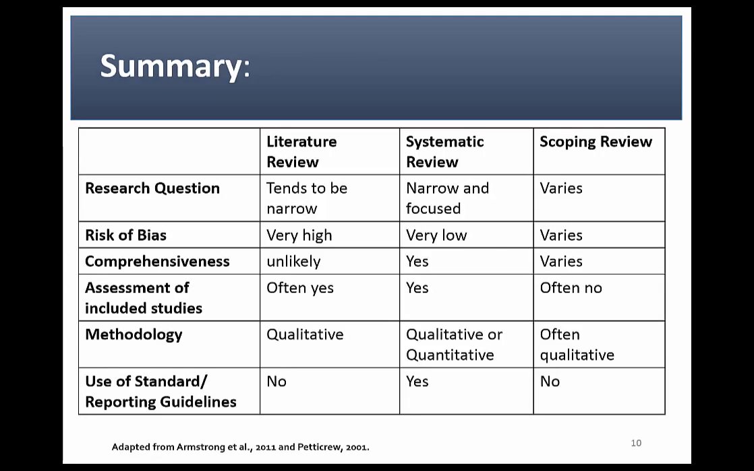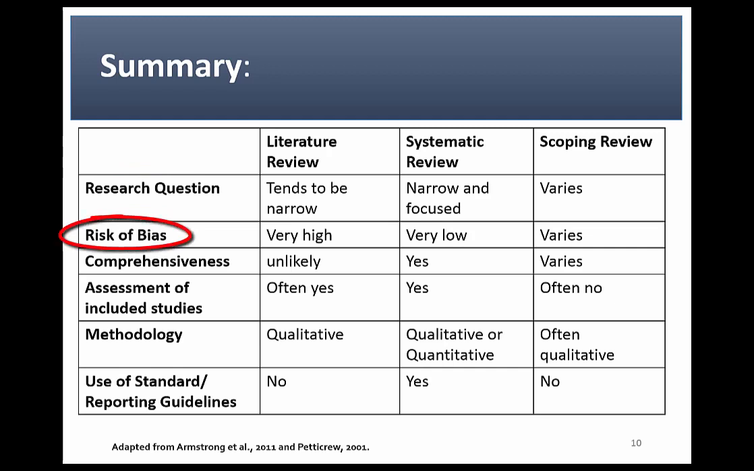Summary. Let's now summarize the differences between the three types of literature review we have considered today. Research question. The research question is most narrow and focused for systematic reviews and is often narrow for narrative reviews. In scoping reviews, the research question can be either narrow or broad, depending on the context.